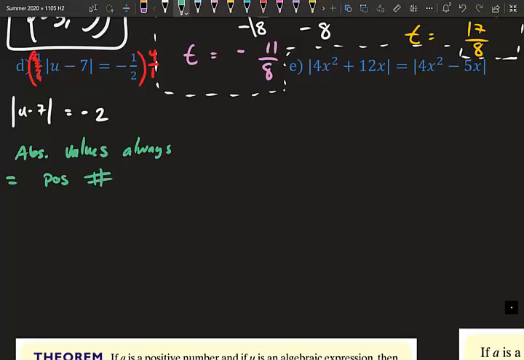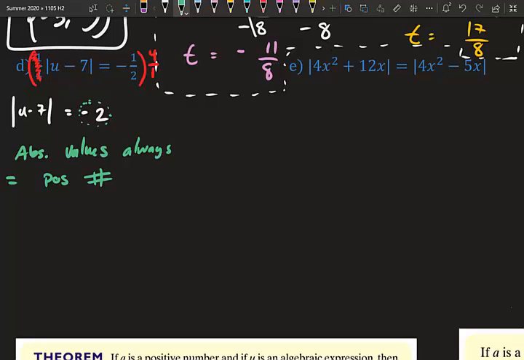If that's the case, how is it going to equal -2? Think about that. You're like, but no matter what, isn't it supposed to equal a positive number? So then how can it equal a negative number? That's because it can't. There's actually no solution. It can never equal a negative number.